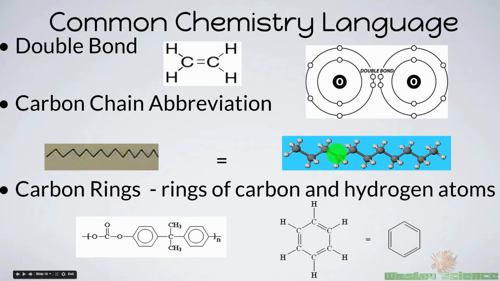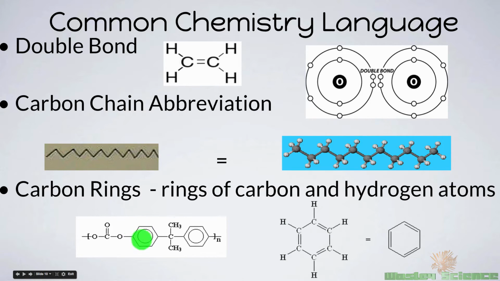The next is the carbon chain abbreviation. Now, this is a polymer right here that you see on the right. And these are ethylenes bonded together through the process of polymerization, forming polyethylene. And to make life easier, instead of drawing all those pesky hydrogens and carbons connected together, they will just make this zigzag line that looks like the middle of Charlie Brown's t-shirt. So that is the carbon chain abbreviation. So if you ever see a zigzag line like that, just know that's probably a bunch of ethylenes connected together, forming polyethylene.